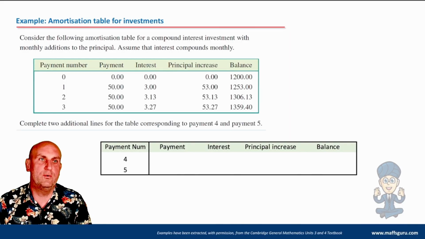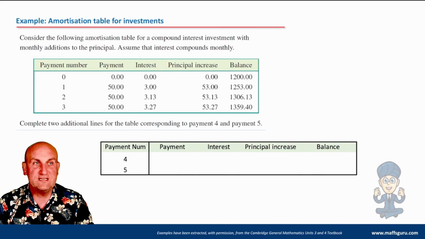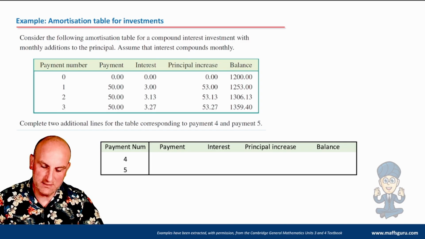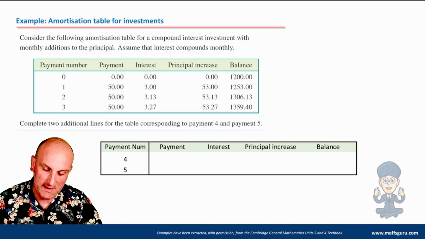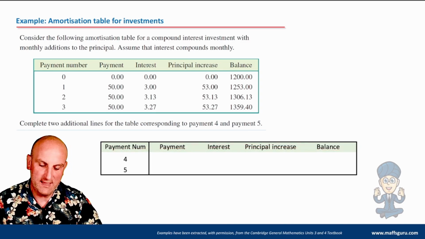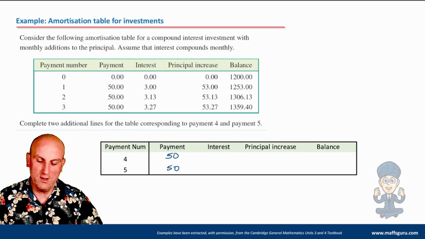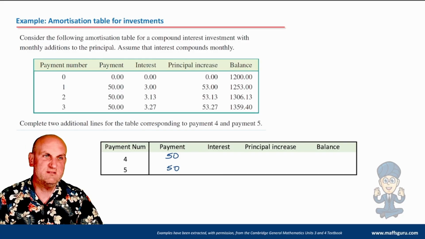All right, so example, amortization table for investments. Consider the following amortization table for a compound interest investment with monthly additions to the principal. Assume that interest compounds monthly. Complete 2 additional lines of the table corresponding to payment 4 and payment 5. Okay, so let's now fill in the first line of this column. So what I'm going to do is look at payment number 4. What is our payment? Well, they seem to be fairly similar at $50. So I'm going to say that payment number 4 is sticking at $50. All right, seems to be reasonable.